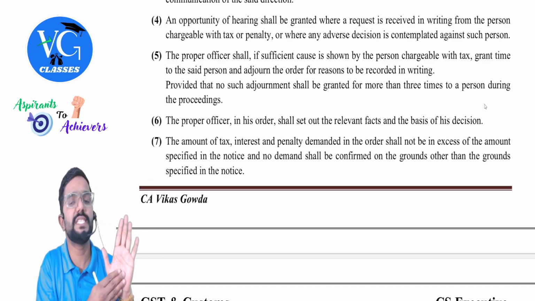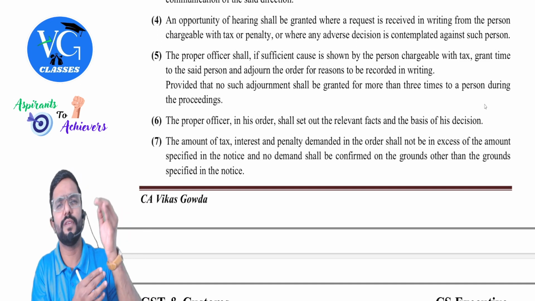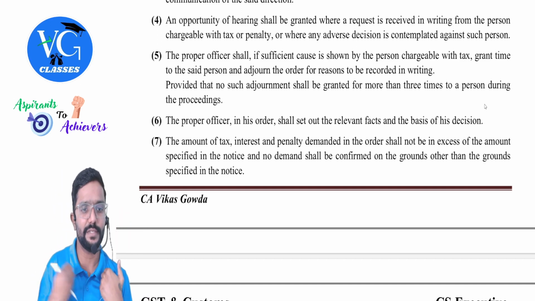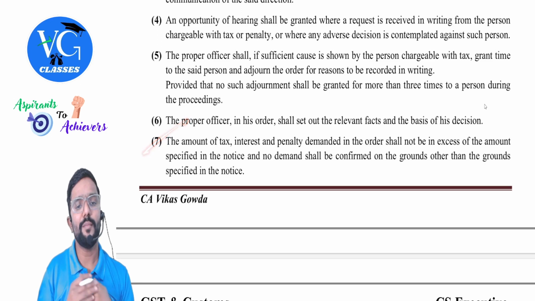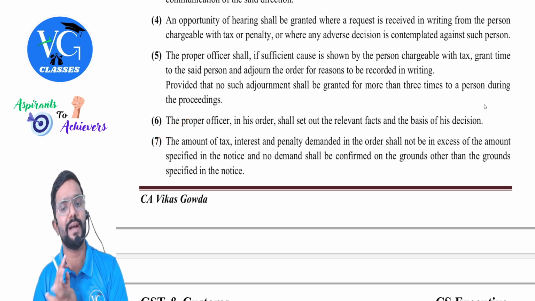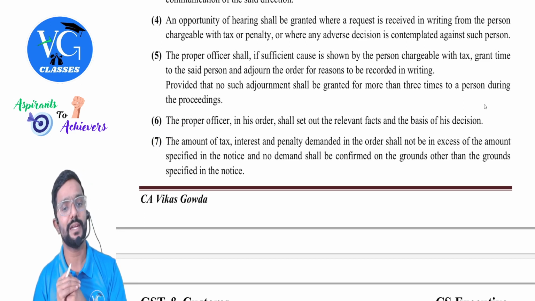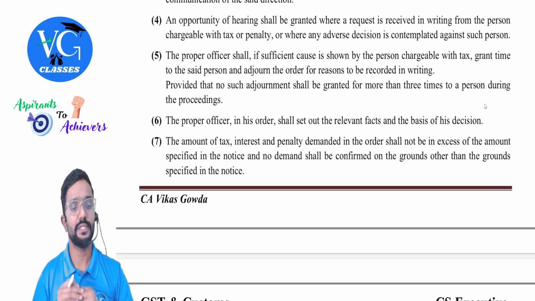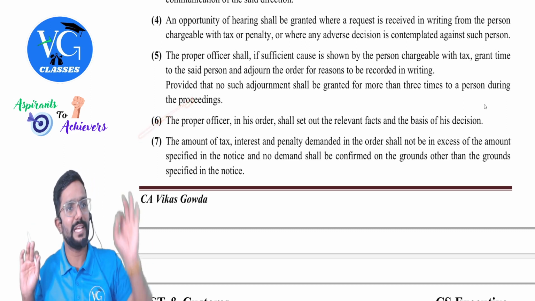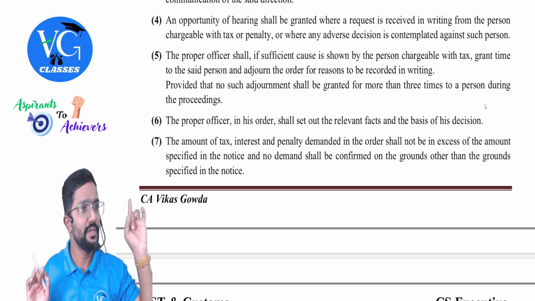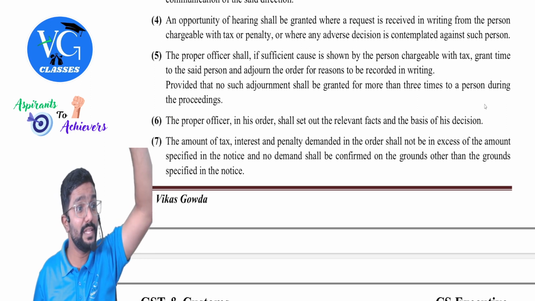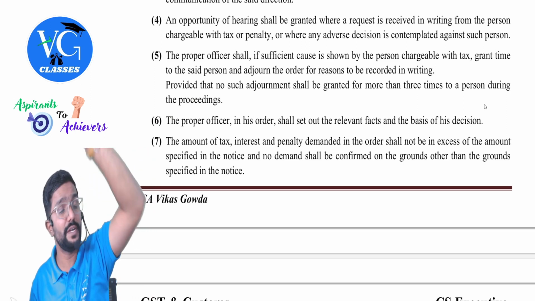Sir, on what basis did he pass this order? Along with all the information he has collected. Subsection 7. The amount of tax, interest, and penalty demanded in the order shall not be in excess of the amount specified in the notice, and no demand shall be confirmed on grounds other than the grounds specified in the notice. Guys, here the order is passed as per the direction of whom? Court.